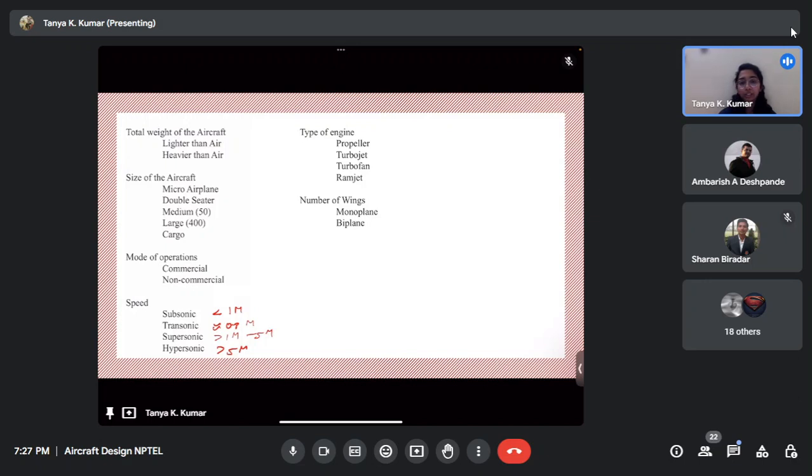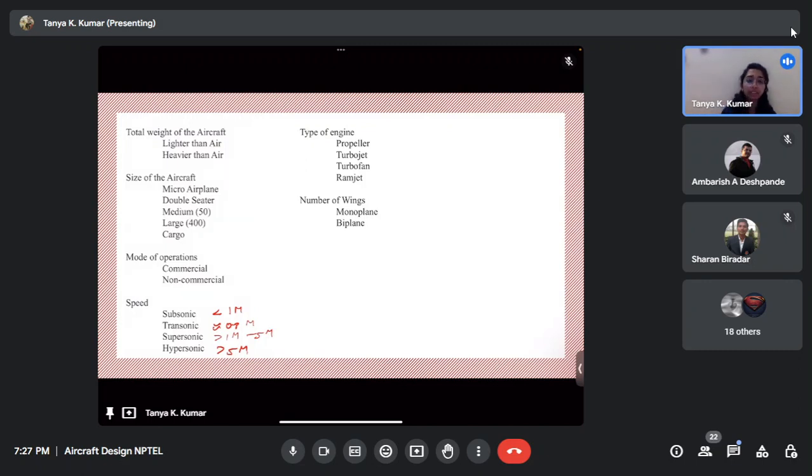Then, based on the type of engine, you have propeller-driven aircrafts. Then you have turbojet, turbofan, ramjet, and something known as scramjet. That's supersonic ramjet. You have different types of engines. Then, based on the number of wings, monoplane, biplane. What is one of the most famous examples for biplane? Like the first aircraft ever made, the Wright brothers, that was a biplane. So, depending on the number of sets of wings, one pair, monoplane, two pair, biplane, you have triplane and many other classifications, many other categories.